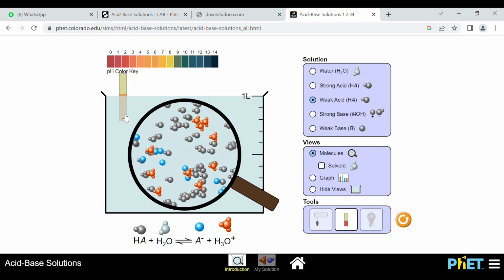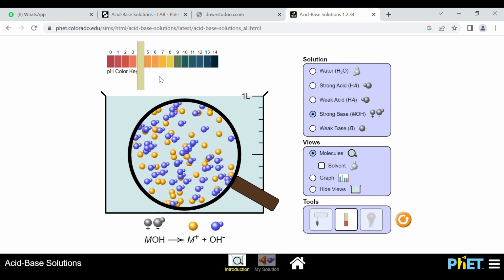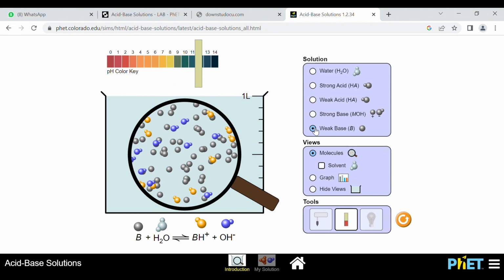And then when I choose the weak acid and dip the litmus paper, it turns orange, which shows it is a weak acid, which is number 4 on the pH color key. And then we choose strong base, the color turns blue, which is 12 on the pH level. And lastly is the weak base. When dipped, it becomes almost green, which shows it is weak base.